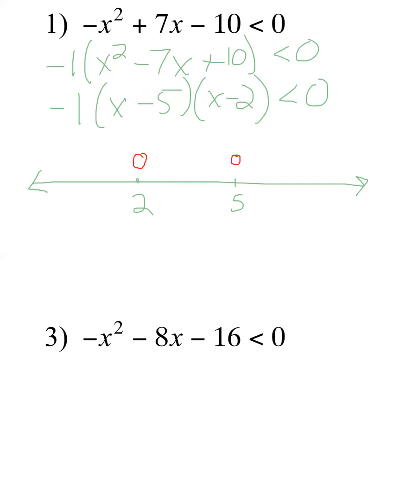So now what I need to do is use test points on the intervals in between. I want to pick a number to the left of 2, a number in between 2 and 5, and something greater than 5 to plug in. So that'll be 3 numbers in this case. I'm going to test each one, and if it works, then it's part of my solution set. And if it doesn't, then it's not. Okay, so let's try this.